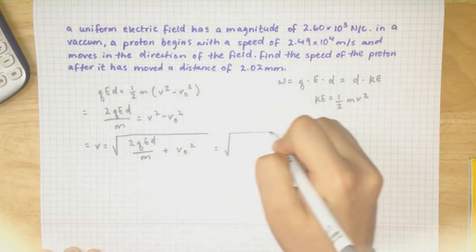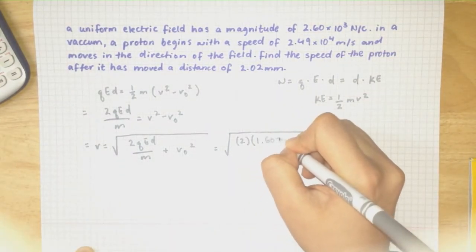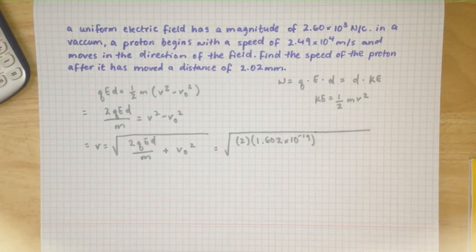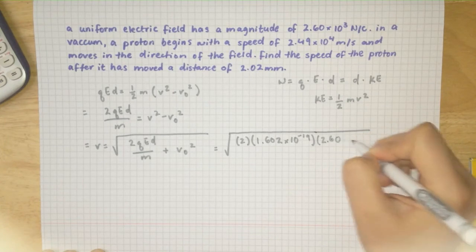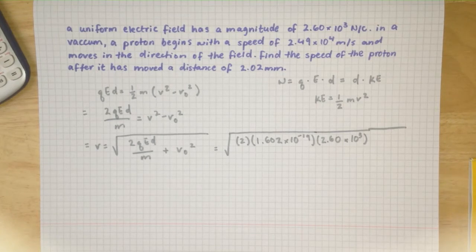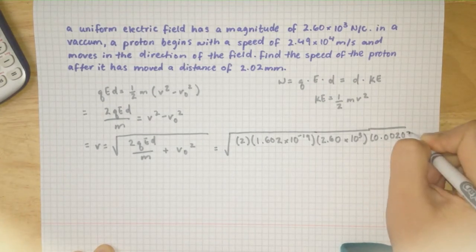So 2 times the charge of the proton that the question is talking about, and we know that the charge of a proton is 1.602 times 10 to the negative 19th coulombs, times E, which is the magnitude of the electric field, and the problem gave us 2.60 times 10 to the third newtons per coulomb, and then we have the distance. And notice how this distance is given to us in millimeters. We are going to convert that into meters. So 2.02 millimeters is equal to 0.00202 meters.